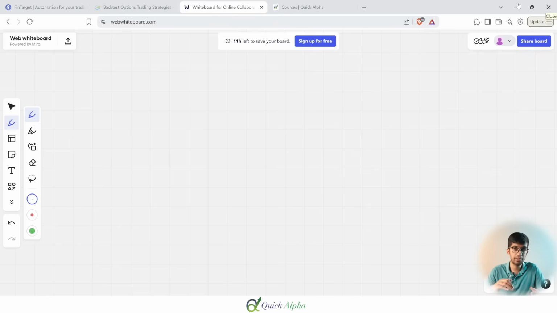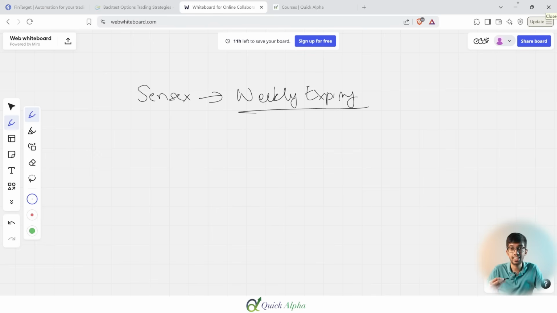So let's try to build a simple positional system in Sensex. We are going to start with Sensex weekly expiry options, and we are going to start entering these options on 4 DTE. What do I mean by 4 DTE? That means there are 4 days to expiry.